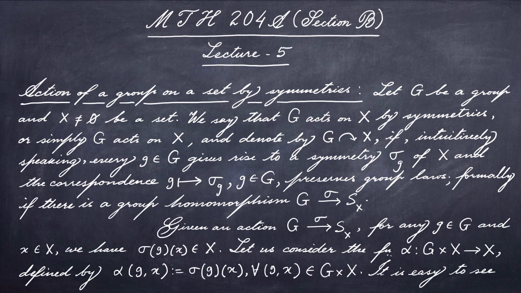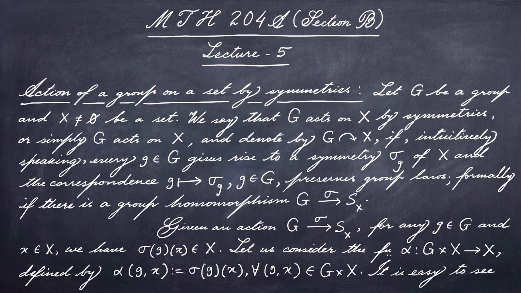So what I mean by this is, here this assignment is actually a map from G to S_X, and we want this map to preserve the structures of the groups. So to put it in the formal way, we say that G acts on X by symmetries if there is a group homomorphism from G to S_X.